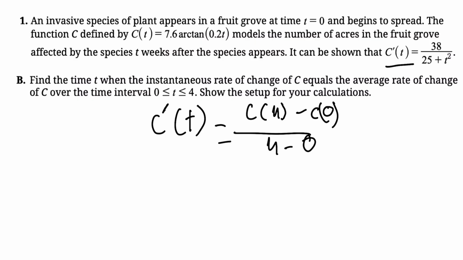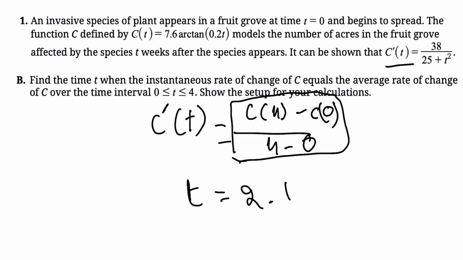And so what you do is you go ahead and find what this is. You let c prime of t be equal to this. So you're going to graph c prime of t and see when it equals c of 4 minus c of 0 over 4 minus 0. And in your calculator, you should obtain t is equal to 2.154 weeks.